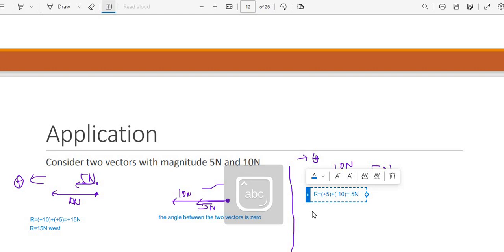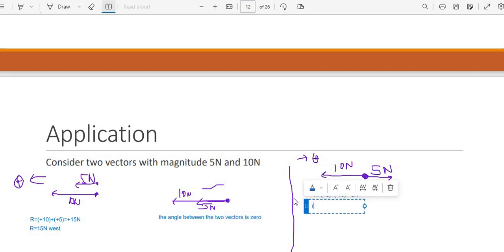What this means is that our resultant is 5 Newton. That is for the magnitude. Direction will be west.